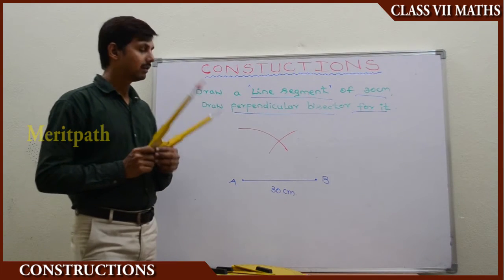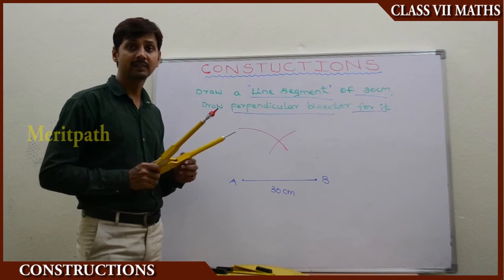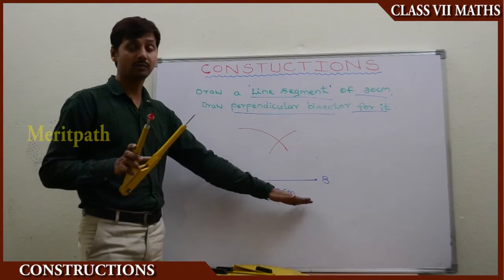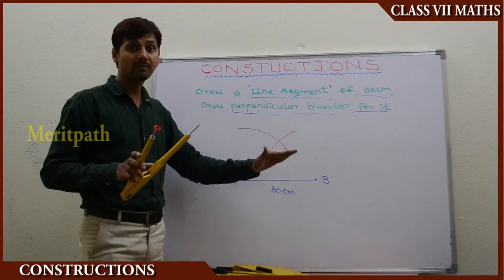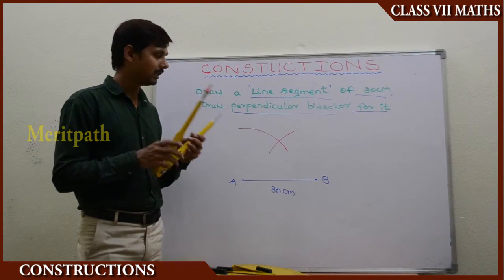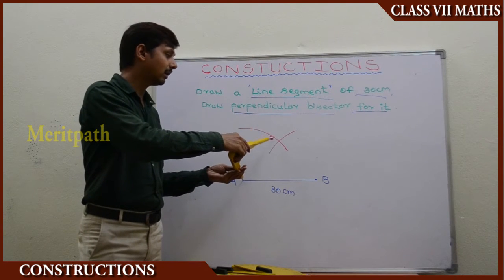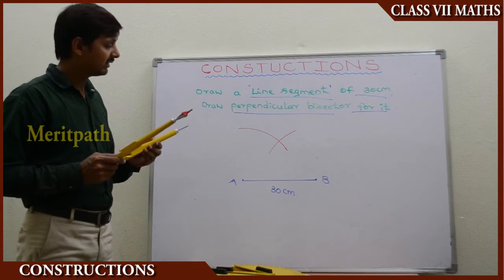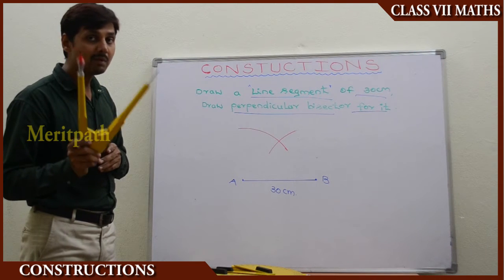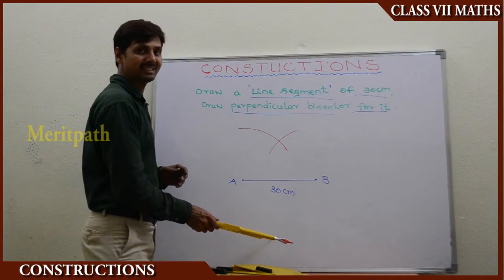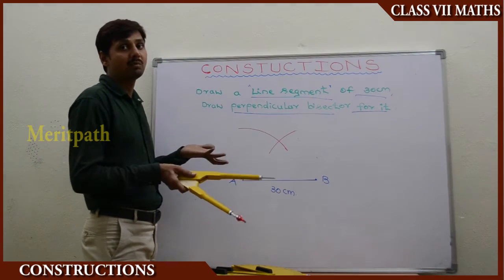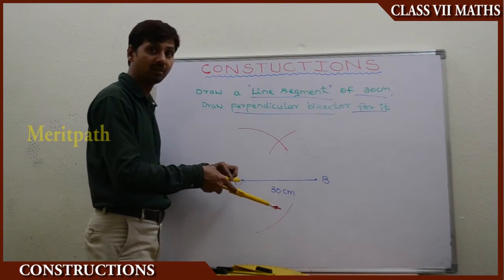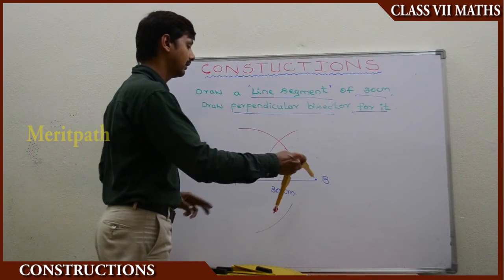Let's recall, we have taken a line segment of 30 centimeters, and using the compass, with a measurement more than half of 30 centimeters, we took point A and made an arc, and at point B we cut that arc. Similarly, we take the same measurement and draw the same arcs below the line segment, as we did above it. So the first arc uses point A and the second one point B.